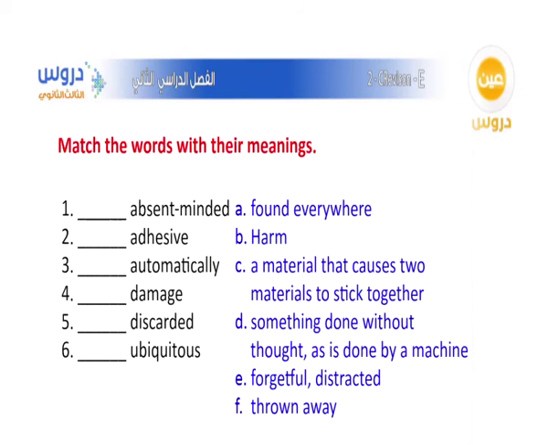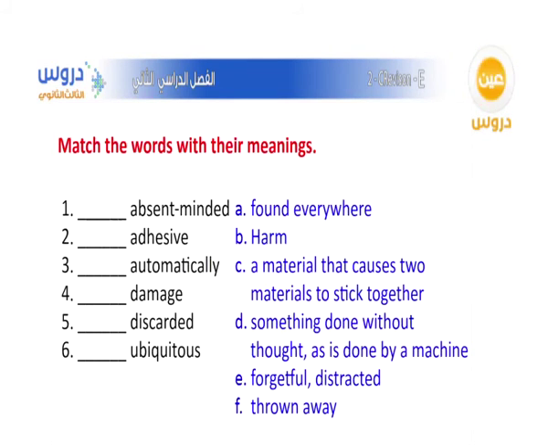Absent means not here. Do you know the meaning of absent? Absent means that you are not present, you are not here. And when somebody is absent-minded, that means his mind is not here, his mind is somewhere else. His body is here, but his mind is somewhere else. The answer for number 1 is E, forgetful or distracted.